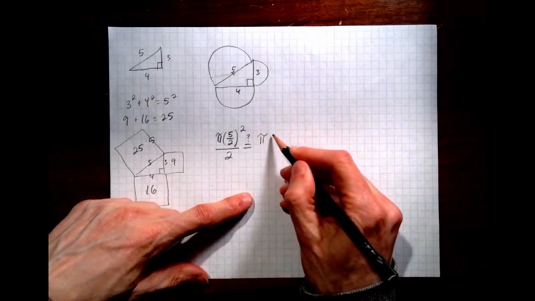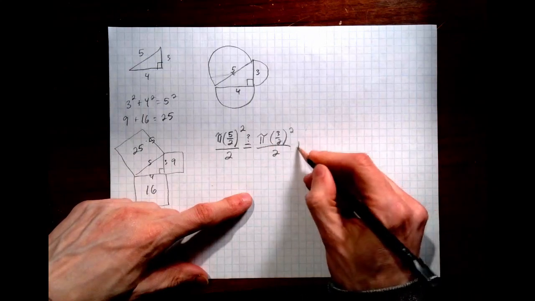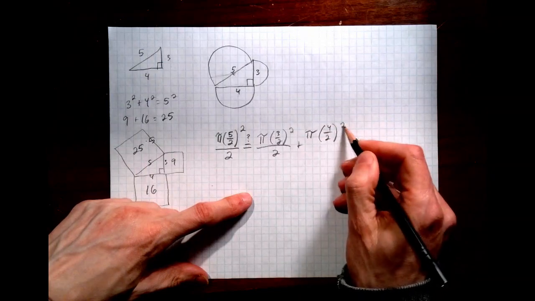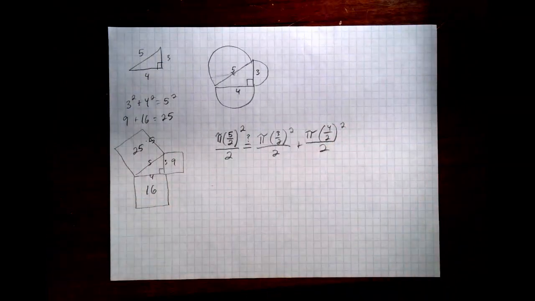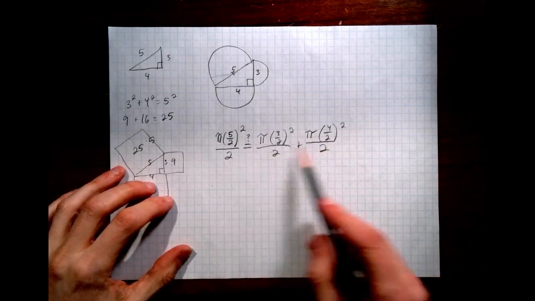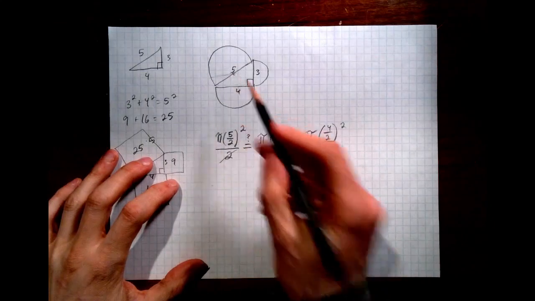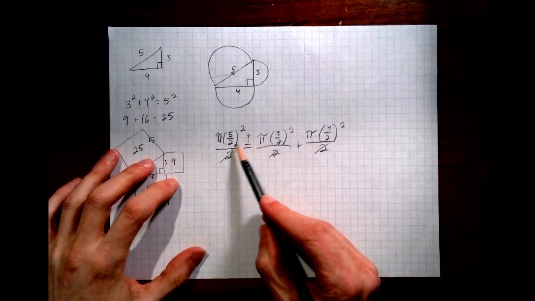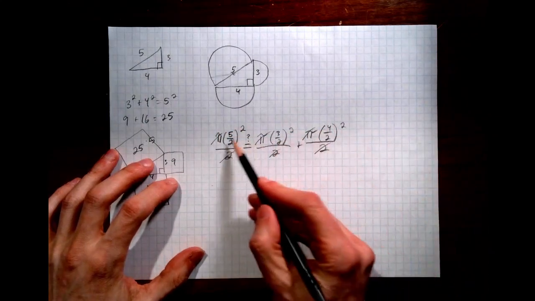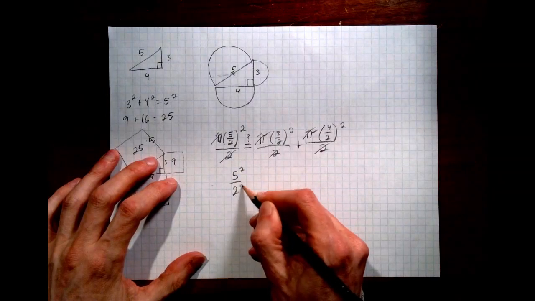So pi times 3 over 2 squared over 2 plus pi times 4 over 2 squared over 2. Now, I'm noticing that if I multiply a 2 by both of these, it will go away, on both sides of the equation. So we can't ignore it, like I was saying. And then, look, I can divide both sides by pi if I want. Those will go away. So let's just do the fractions like this for a moment.